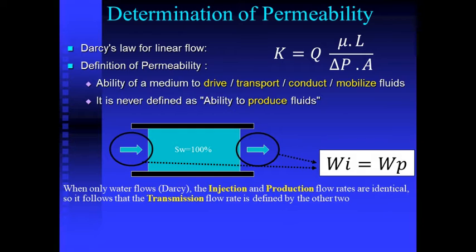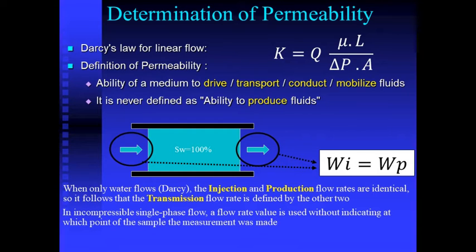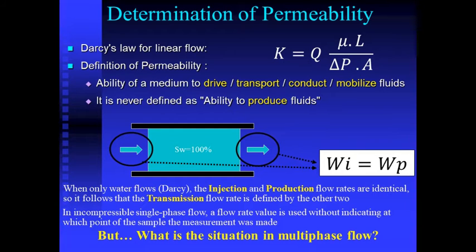The numerical values are identical when talking about water injection or water production rates, and the same value defines the transmission rate because there is no way of driving something different from what is being mobilized at the ends of the system. This concept is applicable to all incompressible single-phase flow. In these cases, we speak of a flow rate value, without indicating where along the sample the measurement is made, because it is not necessary to do so. But, what is the situation in the case of multiphase flow?